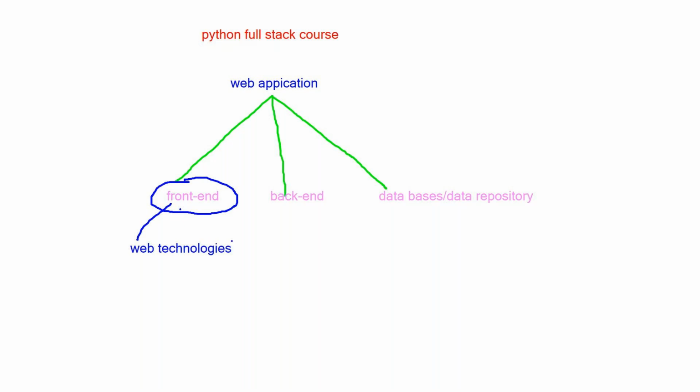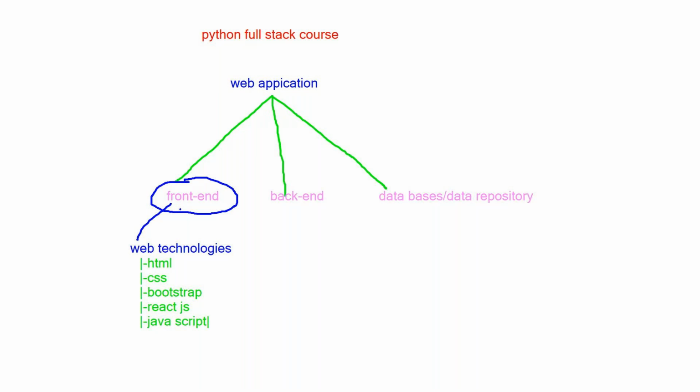What are the web technologies that we need to learn to develop this front end? The first one is HTML. The second one is CSS. The other is Bootstrap. One more is called React JS. The other is called JavaScript.